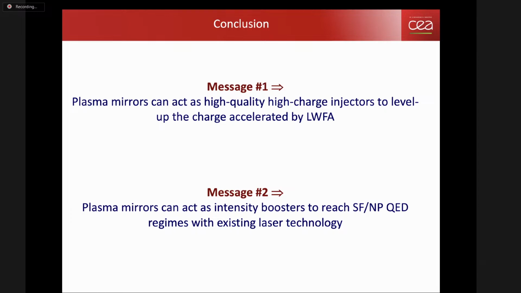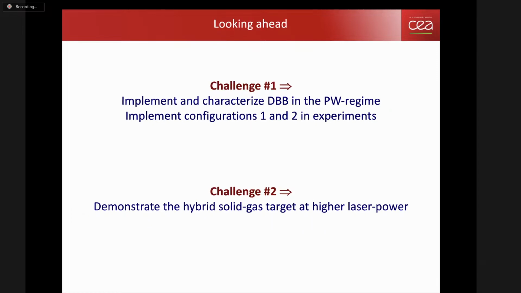The main challenge will now be to scale this experiment to the petawatt regime. There are some challenges, but there is no reason we should not be able to overcome them. Once the Doppler boosted light is controlled in the petawatt regime, we will try to implement configurations 1 and 2 in experiments. The second challenge will be to demonstrate the hybrid solid gas target at the petawatt level. There is an experiment planned at the Apollon Laser Facility by our collaborator Adrien Leblanc at LPHYS.